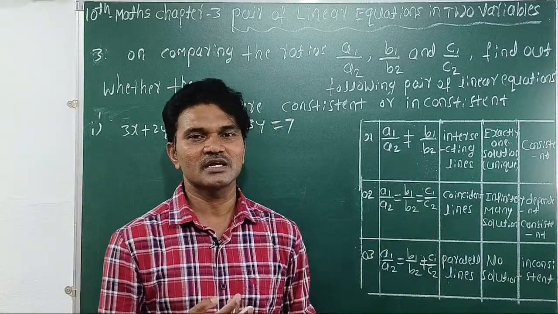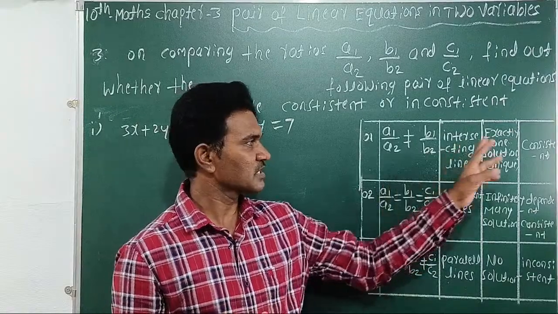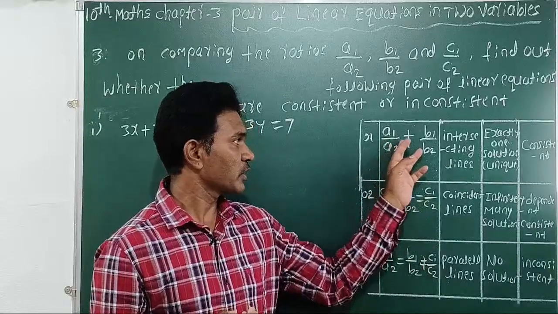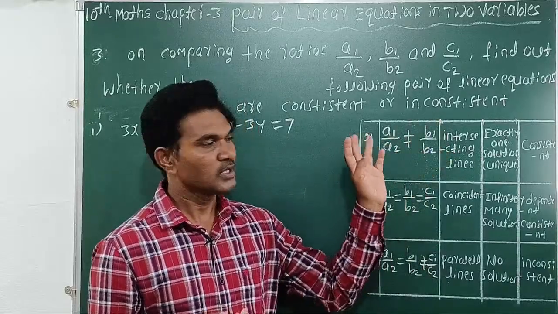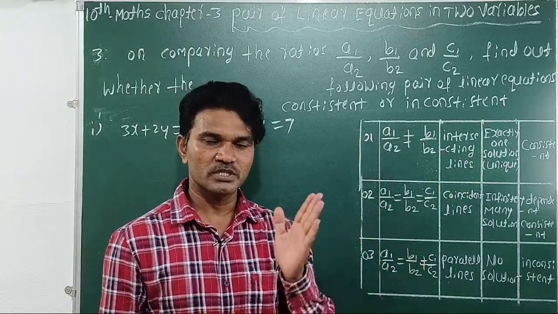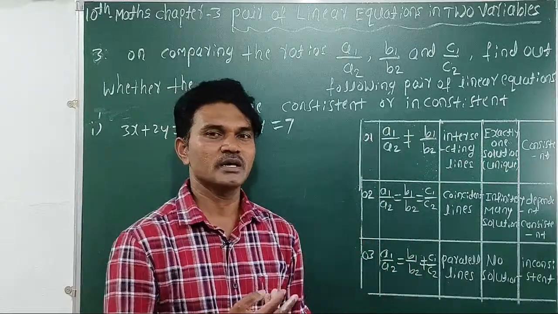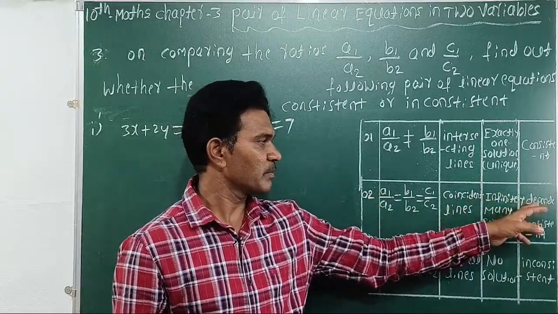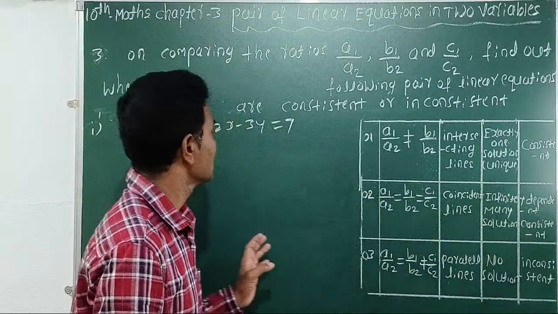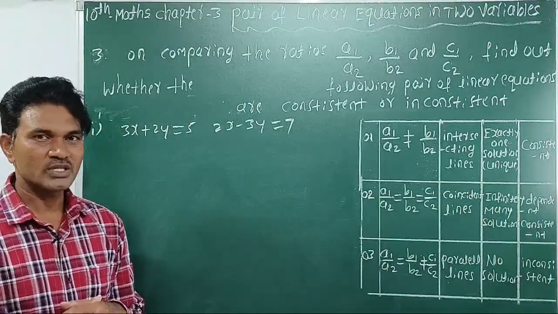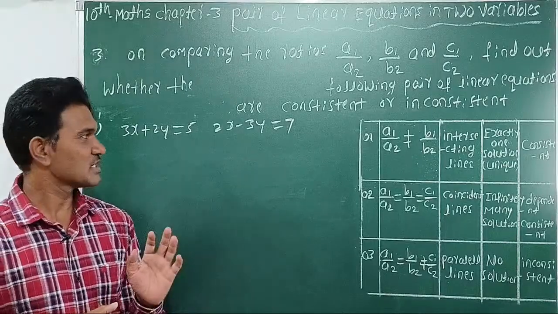In consistent equations, there are two types: consistent and dependent consistent. If a1 upon a2 not equal to b1 upon b2, that is consistent. If the three ratios a1 upon a2, b1 upon b2, c1 upon c2 are equal, that means they are dependent and consistent. Yes. First, we have to compare these two equations with the standard form of linear equations.